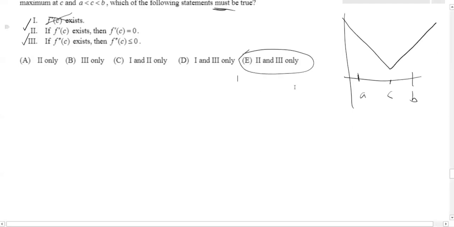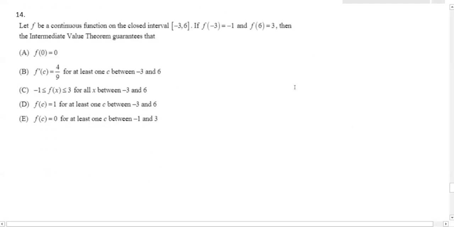Okay. Number 14, let f be a continuous function on the closed interval -3 to 6. If f of -3 equals -1 and f of 6 equals 3, then the intermediate value theorem guarantees that, okay, so the intermediate value theorem is an existence theorem, and it's saying that essentially if a function is continuous on a closed interval and it starts at one y value and ends at the other y value, it has to pass through all the other y values at least once.